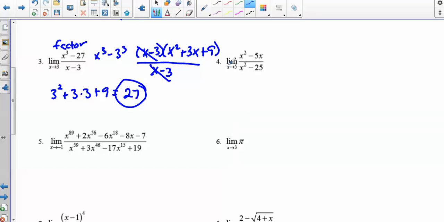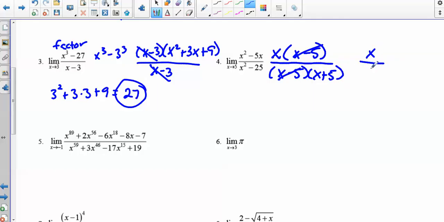Problem 4, plugging in 5 again gives us 25 minus 25 over 25 minus 25, 0 over 0. So we're going to factor. In the numerator, you have a common factor of x. So take that out, which leaves you x minus 5. The denominator is a difference of squares, which will be x minus 5 times x plus 5. So canceling out the x minus 5, you have x over x plus 5. And now we can plug in our value of 5. So we have 5 over 5 plus 5, 5 over 10, which simplifies to 1/2.